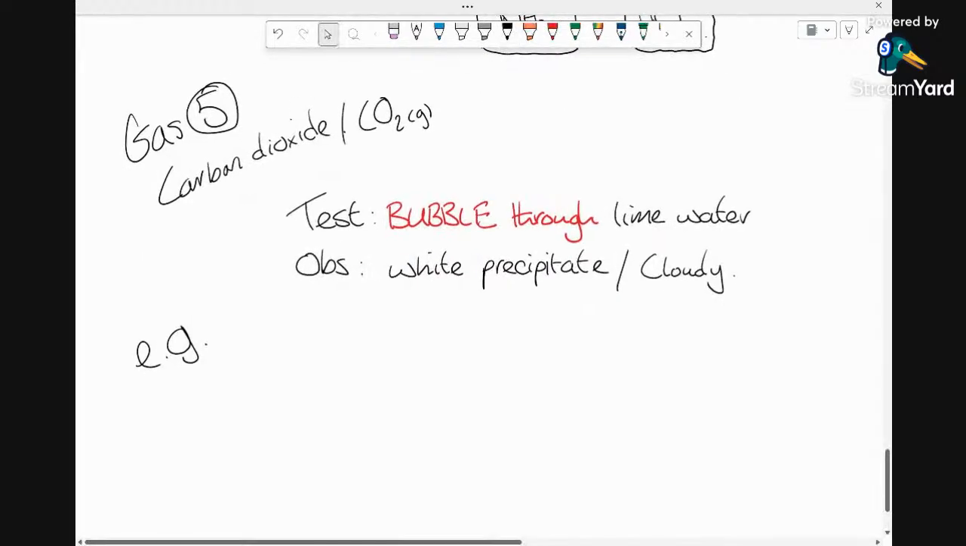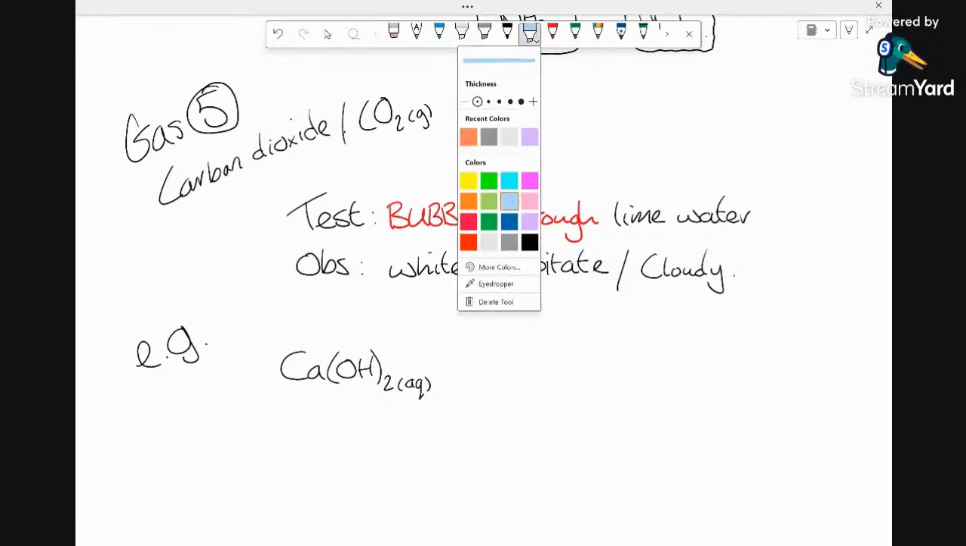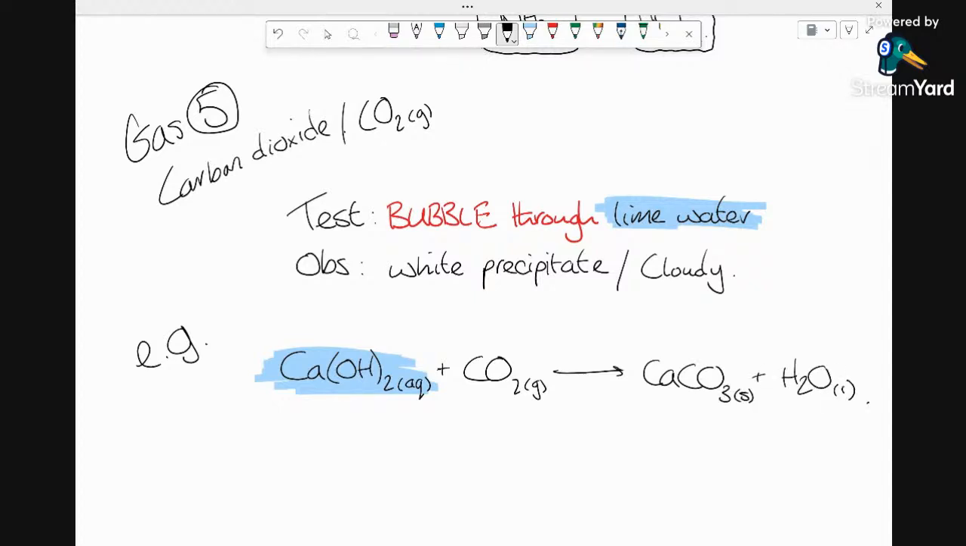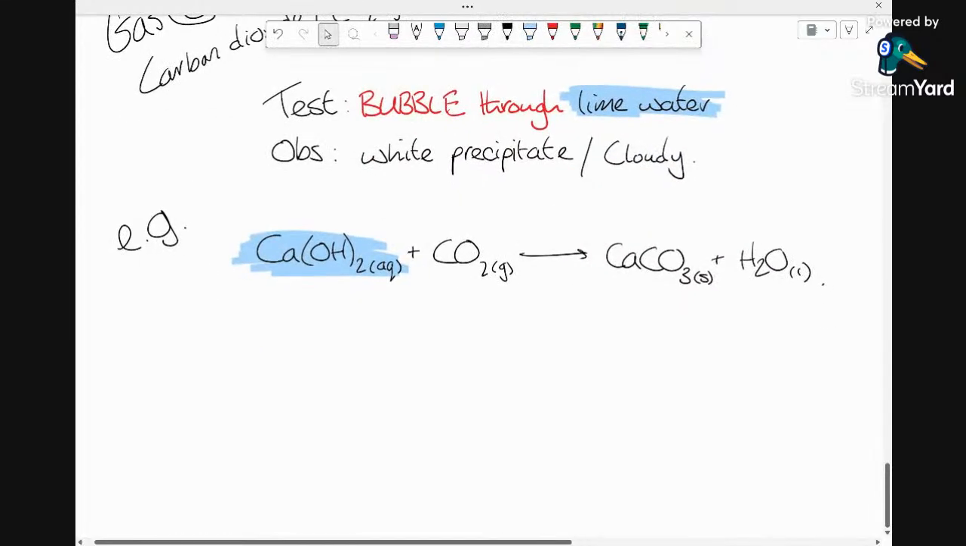So what the heck is lime water? Lime water is calcium hydroxide, aqueous. That's what lime water is. This is where I can use my beautiful tablet to highlight it. Lime water reacts with CO2 gas, state symbol, to form limestone, which is a white solid, calcium carbonate solid, and liquid water on the back. So there's your white precipitate.